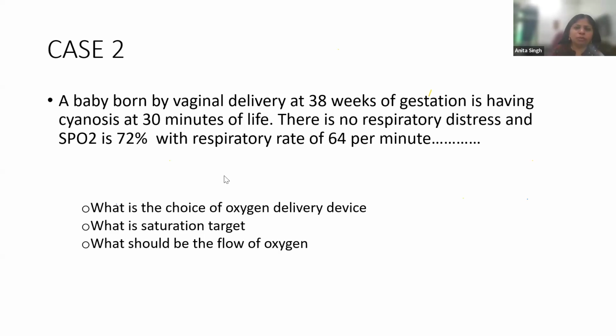Most cyanotic heart disease would have some respiratory distress. A few, like non-obstructed TAPVC, can have no respiratory distress. So they can be given supplemental oxygen, and the oxygen saturation target in cyanotic heart disease, for usual care, may be more than 70, more than 80%.